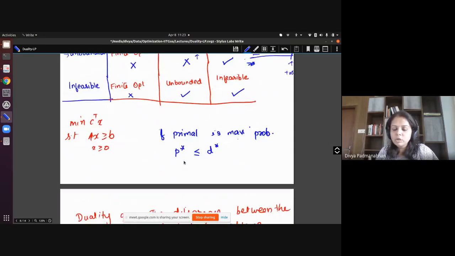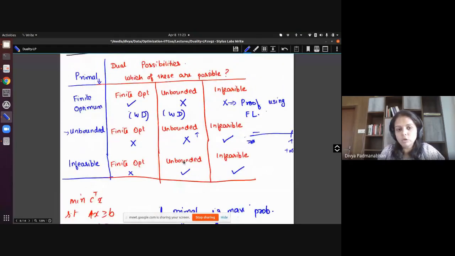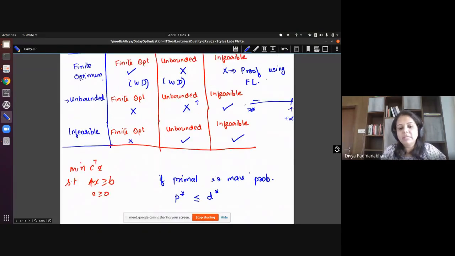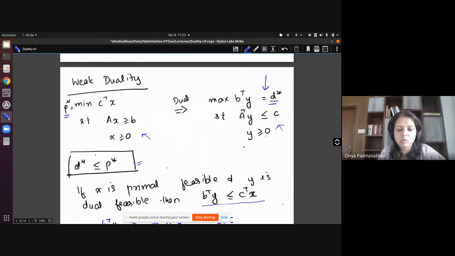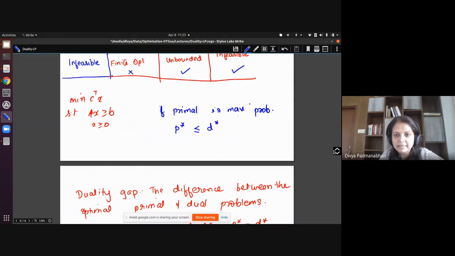What I want to do next is focus more on the case where the primal has a finite optimum and the dual also has a finite optimum. In that case, how do these values P star and D star compare? In terms of weak duality, if it was a minimization form, we know that D star is less than or equal to P star. But can we say anything about the difference between P star and D star? That's going to be the next topic.